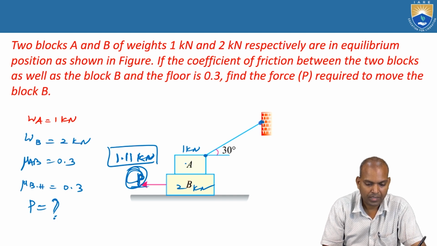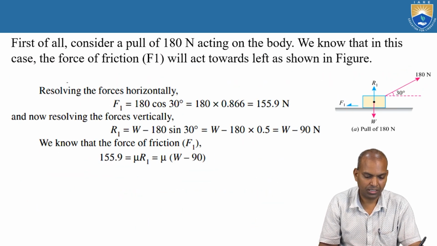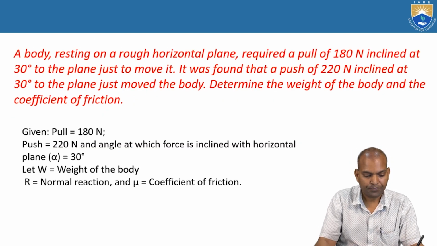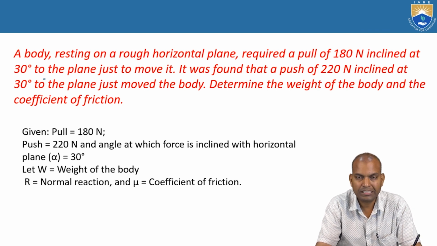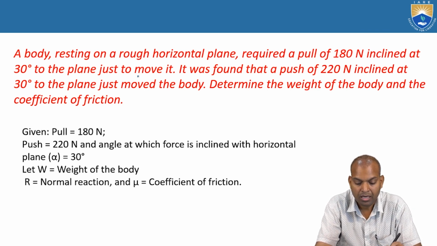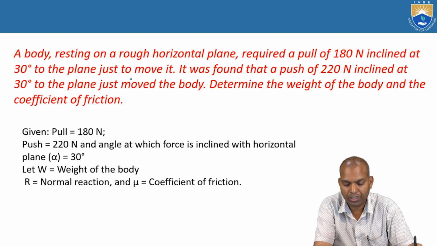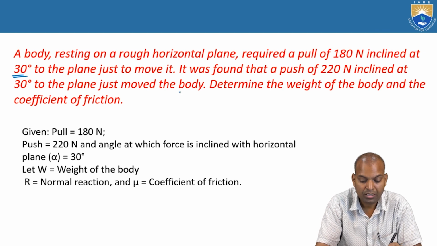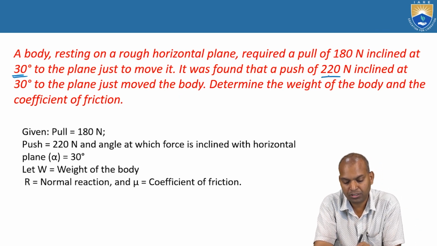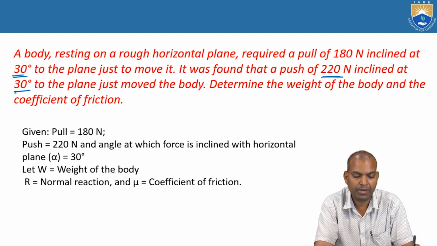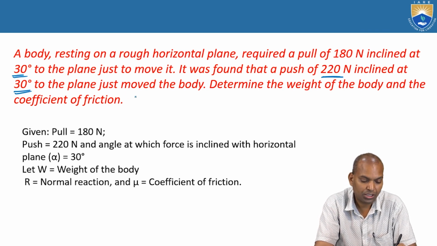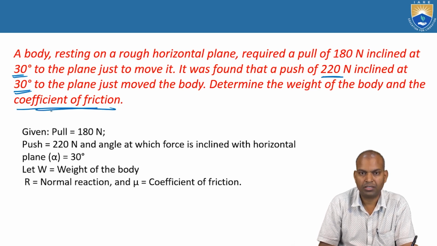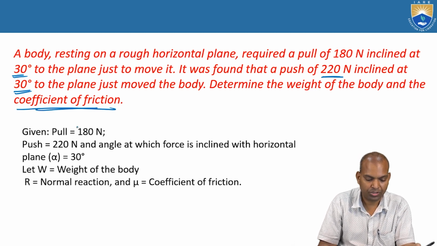Now, in this section, if you consider, there are two cases. In this problem, a body is resting on a rough horizontal plane, and a pull of 180 newtons inclined at 30 degrees to the plane is required just to move it. It was found that a push of 220 newtons inclined at the same angle of 30 degrees to the plane is required just to move the body. Determine the weight of the body and the coefficient of friction.